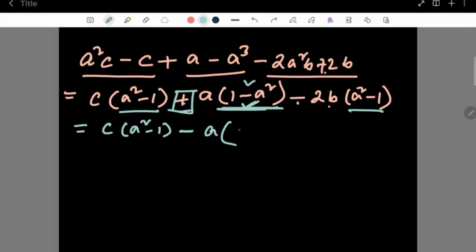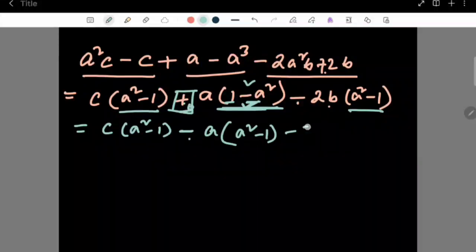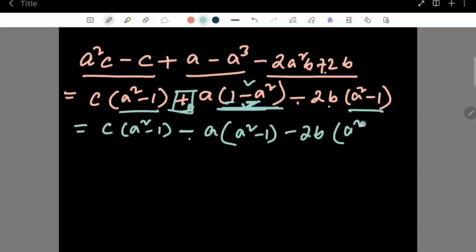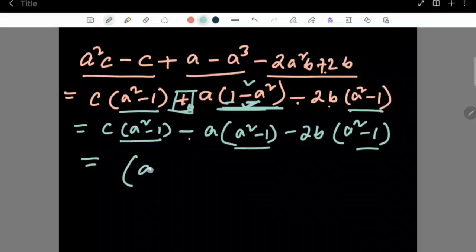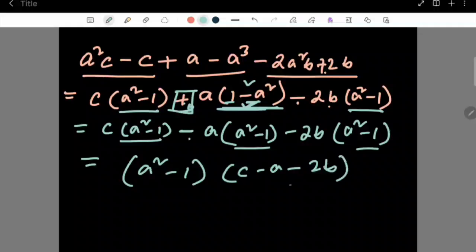As minus is common, this a square got positive and this 1 got negative, so a square minus 1, by changing this plus sign into minus. And then the remaining term is the same. If we do so, now you check the bracket part is the same. So a square minus 1 is common. The remaining thing is c minus a minus 2b.